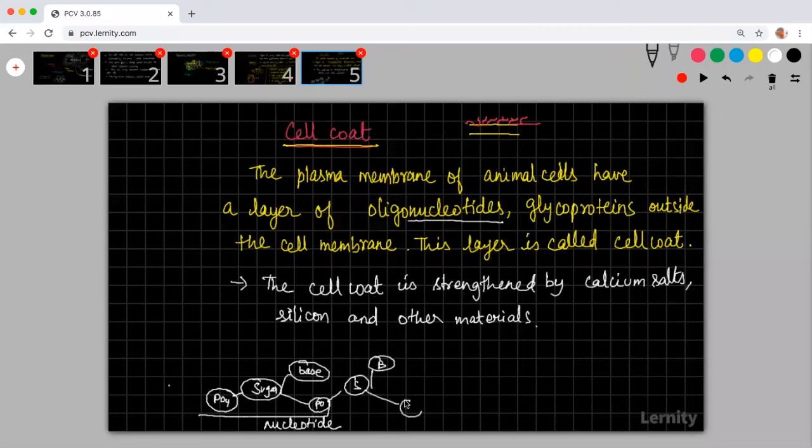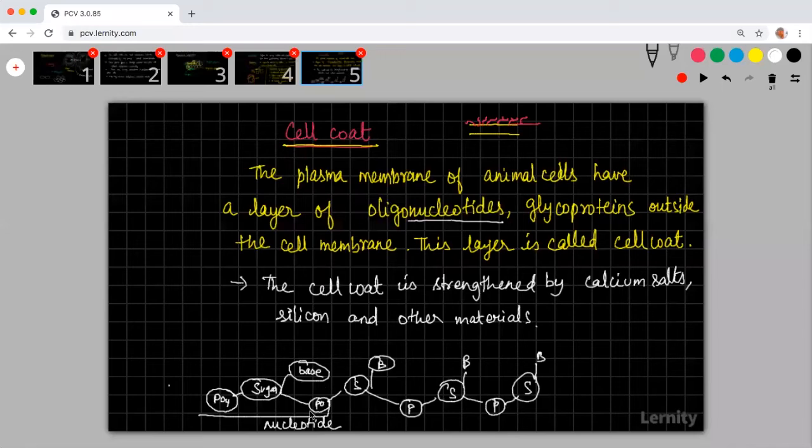So like this, it will be there. The phosphate group, sugar group, and the base group. Then you have phosphate group, sugar group, and then the base group. Like this, it will be arranged. So this is how your oligonucleotide chain will be formed. A short stretch of nucleotides is called an oligonucleotide.